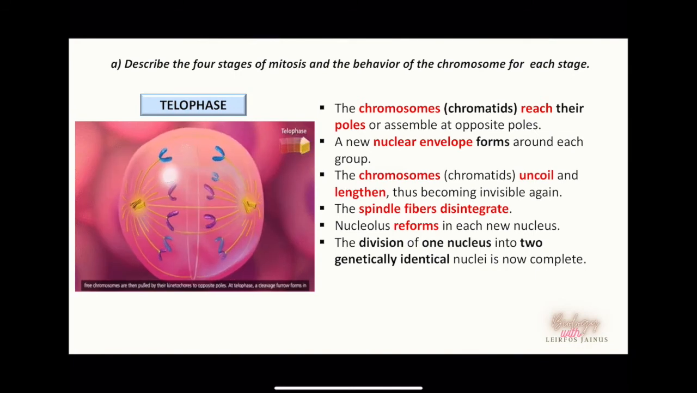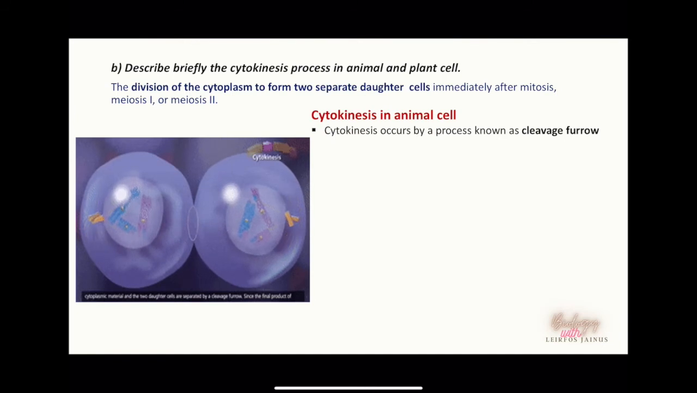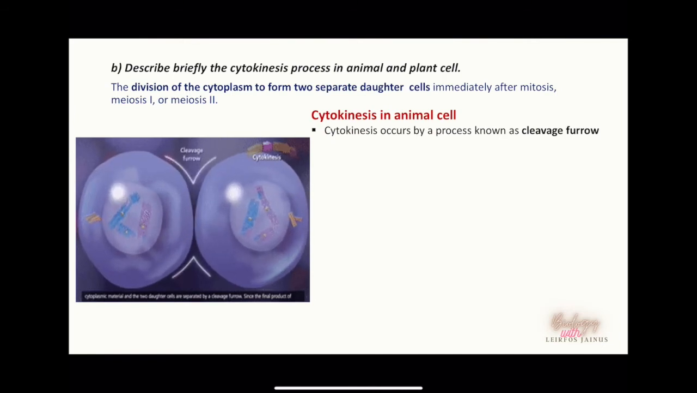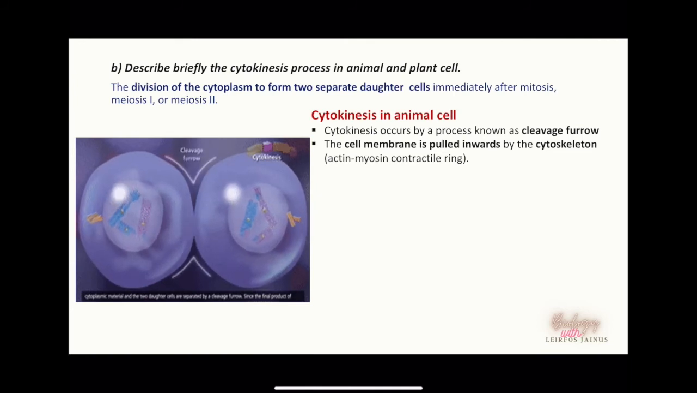Mitosis is followed by cytokinesis. Cytokinesis is the division of the cytoplasm to form two separate daughter cells immediately after mitosis. In animal cells, cytokinesis occurs by a process known as cleavage furrow. The cell membrane is pulled inwards by the cytoskeleton that consists of actin and myosin contractile ring.